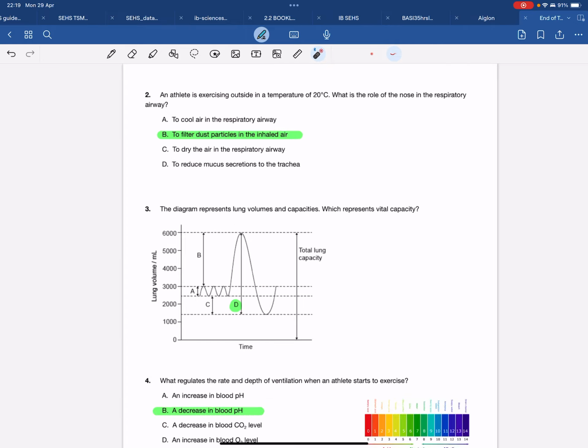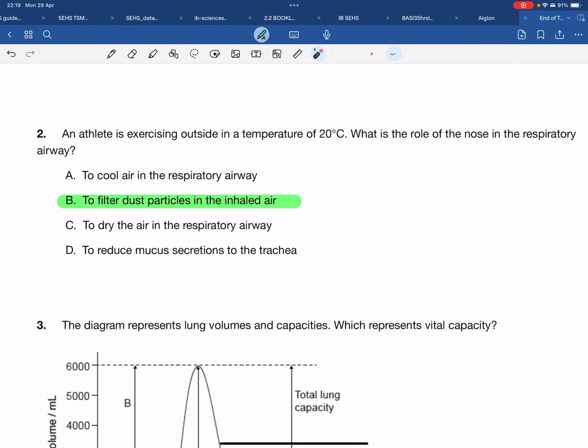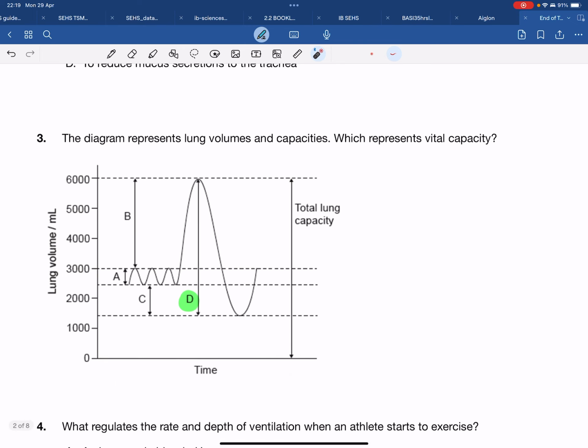Next question, number 2, an athlete is exercising outside. What's the role of the nose? A few of you got this one wrong. So you could think about it's warm, but what is the principal function of the nose? And it's to actually filter. That's why we've got nasal hairs. We filter dust particles out. The mouth and the nose do help to warm the air because the body temperature inside is warmer than the outside air. It does help to warm it, but in this particular question, that's not really a response, so we're thinking about filtration.